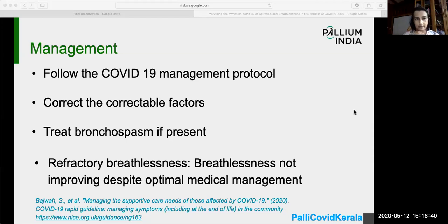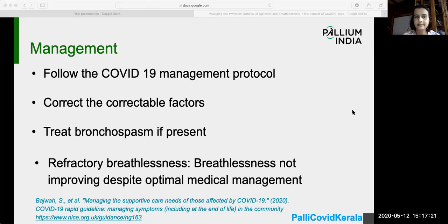So the target population that we mention in this guideline are those who are already following the COVID-19 management protocol. All the correctable factors: patients should be treated with antibiotics for superadded infection to improve the fever and cough. Bronchodilators for breathlessness and other management have been given, and any other comorbidities optimized. So patients who already have COPD or heart failure, but all their medications have already been rationalized and used. And treat the bronchospasm if present, correct the correctable factors.